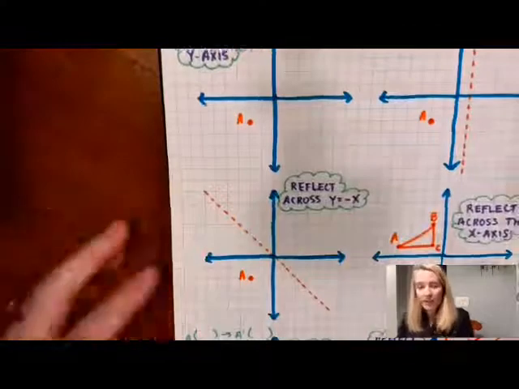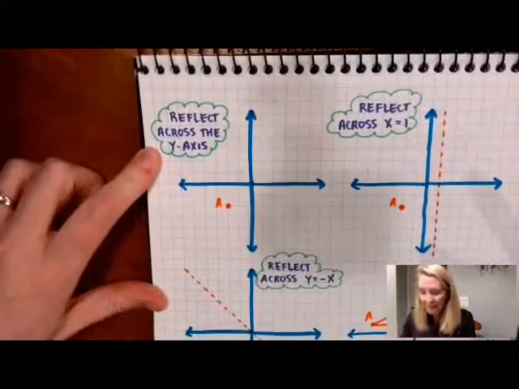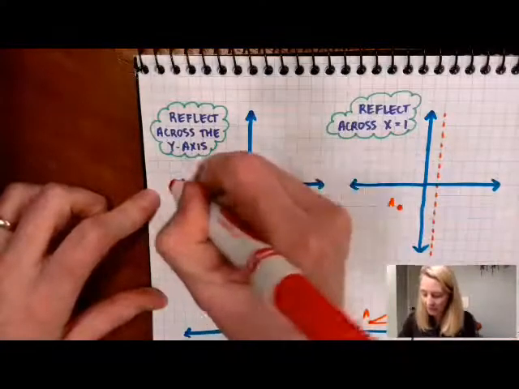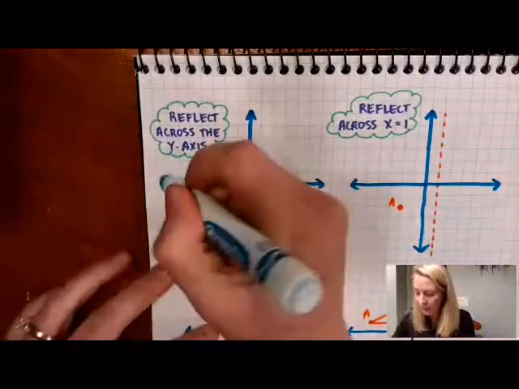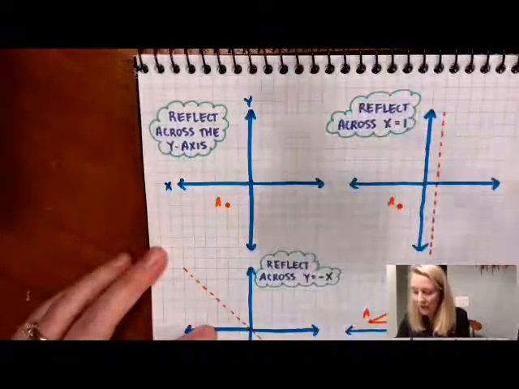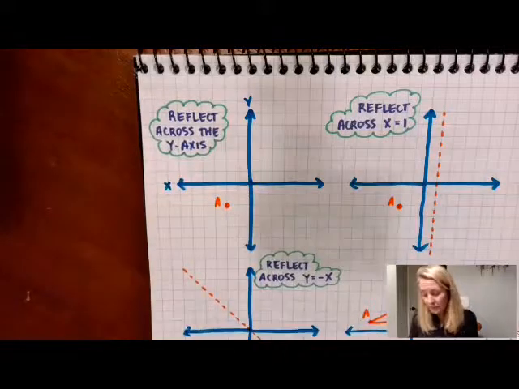Okay. When you want to reflect across the y-axis, you have to remember your x-axis is going left and right, and then your y-axis is going up and down. So if I want to reflect across the y-axis, that's going to look completely different depending on which axis I'm looking at. So you've got to make sure you have that right.